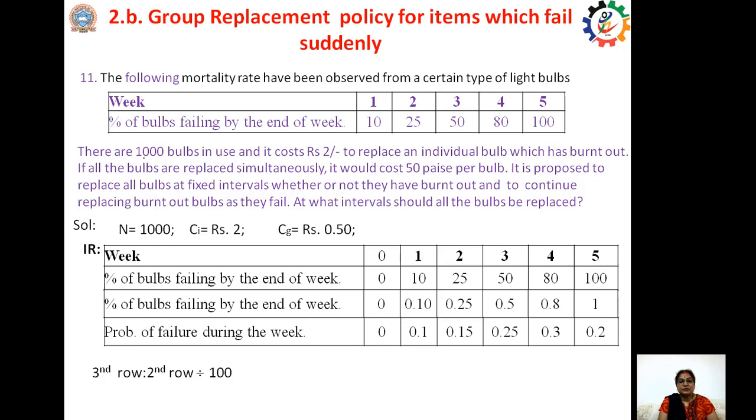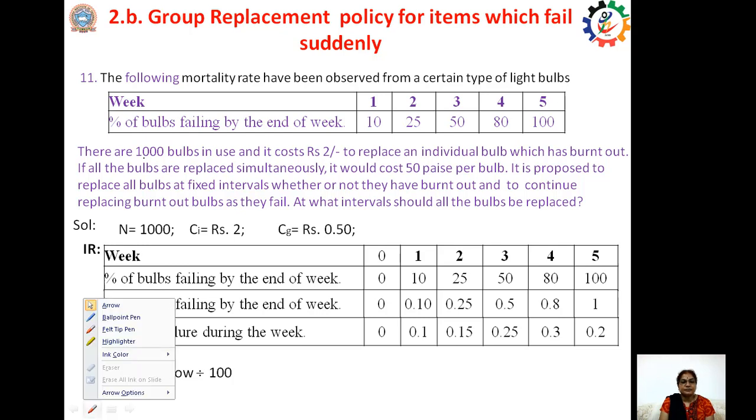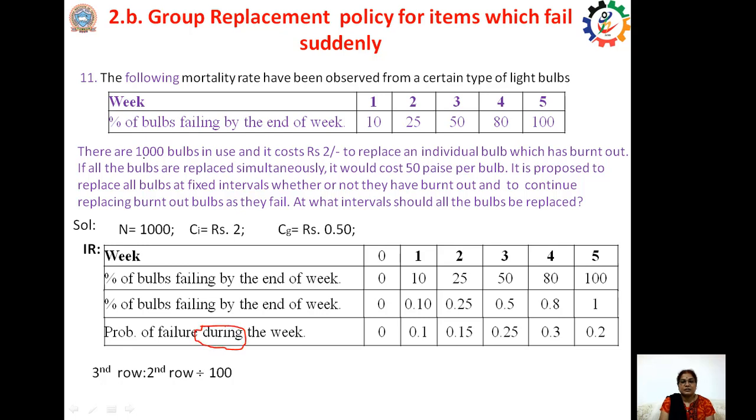Probability of failure during the week. Probability and percentage both remain the same. If percentage is given, you can take it as probability. If probability is given, you can take it as percent. We don't need percentage, we need probability. Then why are these values changing compared to the given values? I want during the week, very, very important. Not by the end of the week. There is a difference between during the week and by the end of the week.